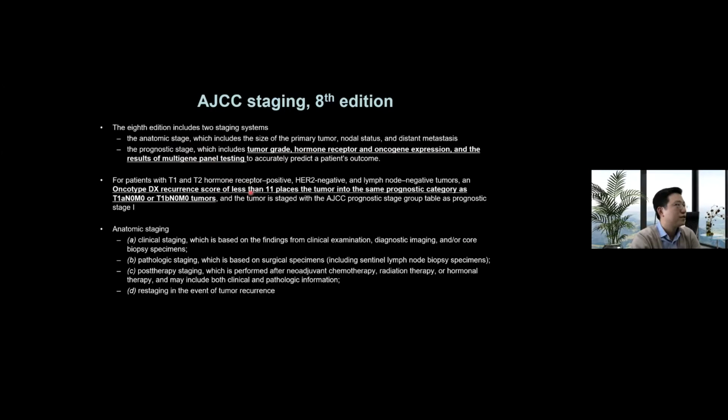And for some teaser for multi-gene panel testing, there is one very nice multi-gene panel testing, which is named Oncotype DX recurrence score. And this is used for specific situation, a patient with T1 and T2, hormone receptor positive, but HER2 negative and lymph node negative tumor. If the score is less than 11, then the staging is downstaged actually. I'm going to talk about this in the later part of today's talk.